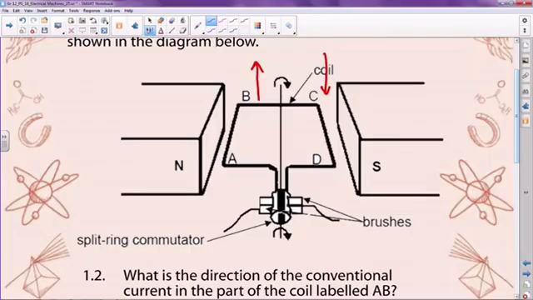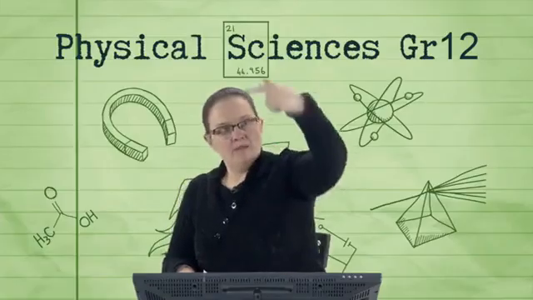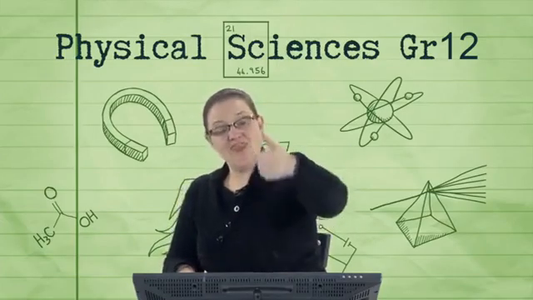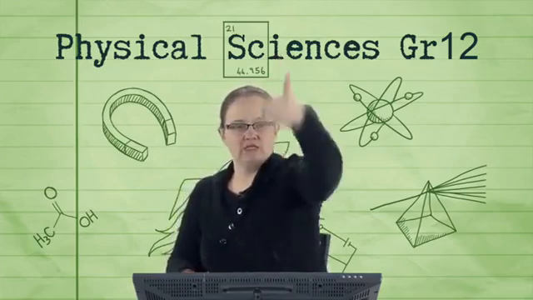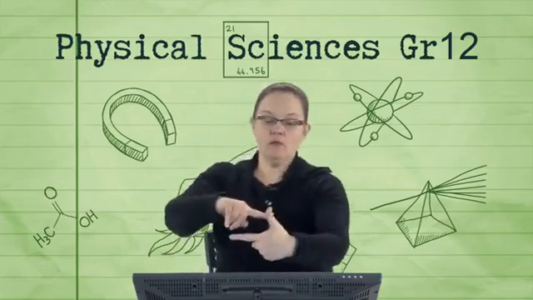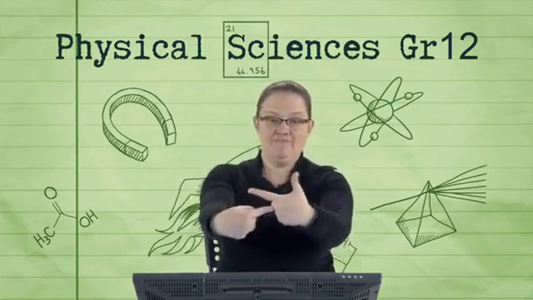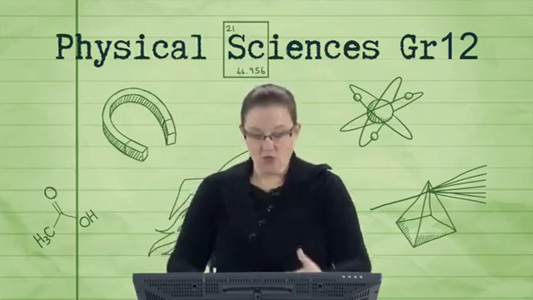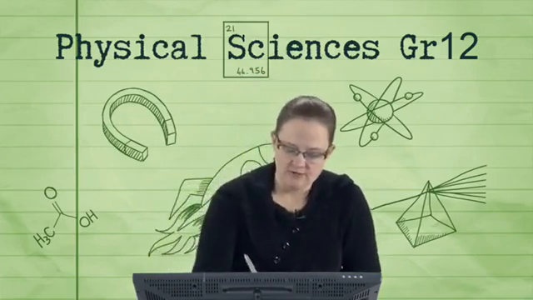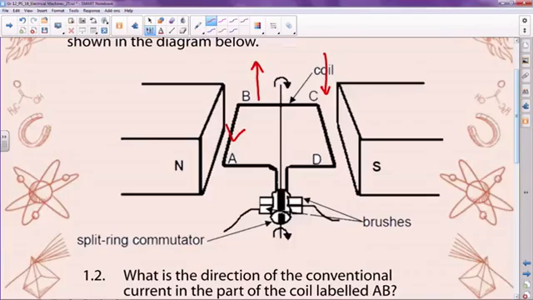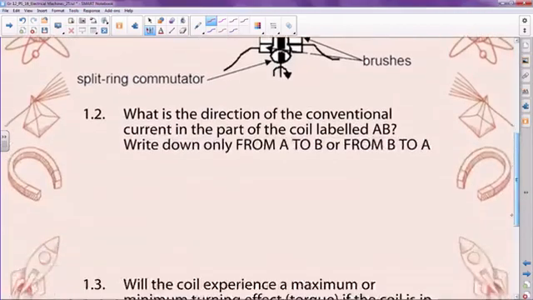That means the current is going from B to A. If I use my left hand, my finger points towards south, my thumb points towards the direction in which the coil is moving, which is up, and my finger is actually pointing towards me as well. So in other words, the conventional current is going from B to A. Okay, that's the first question. Nice and easy, from B to A.